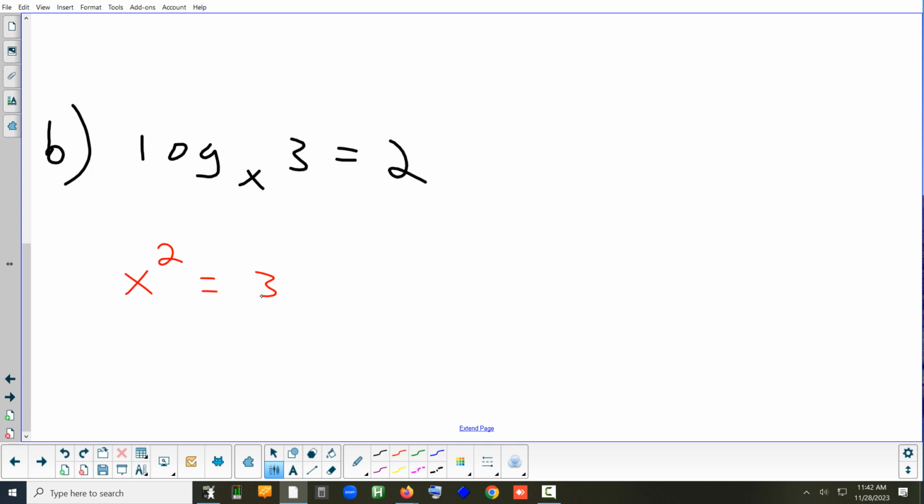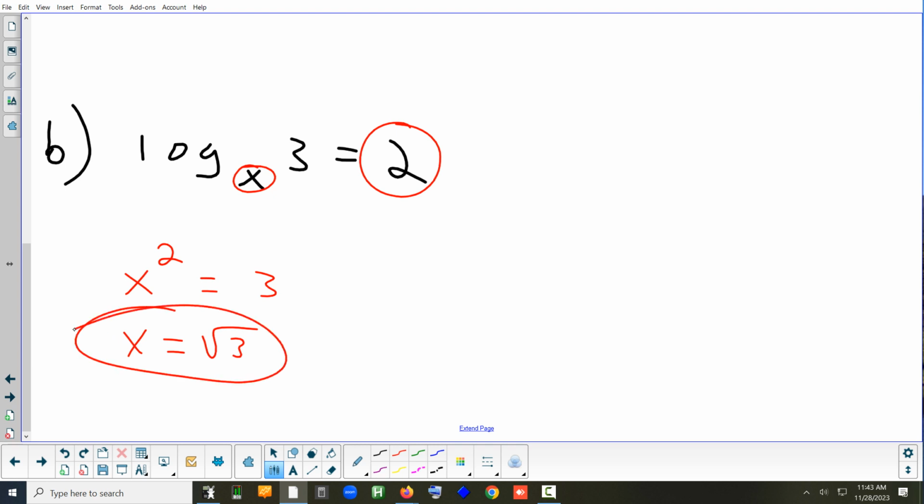Okay, now how do you get rid of the exponent of 2? You got to square root both sides. So in this case, it's a square root. Now, normally when you do a square root, how many answers do you get? You get 2. But remember what we said about the argument and the base. It has to be bigger than 0. So you're not going to worry about the negative square root. You're only going to worry about the positive. And that's your answer. Square root of 3. Question on that one?